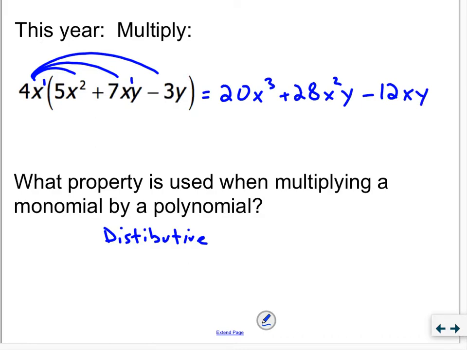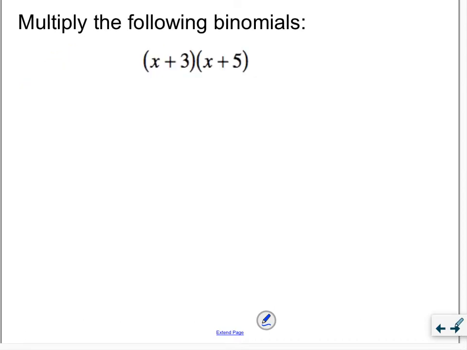It's customary to write the variables in alphabetical order if you need to. So that's what we're doing this time. We're multiplying a monomial or a binomial by other terms. So these are binomials. They're two monomials connected by an addition sign. We could also have them connected by a subtraction sign, but that's something else.